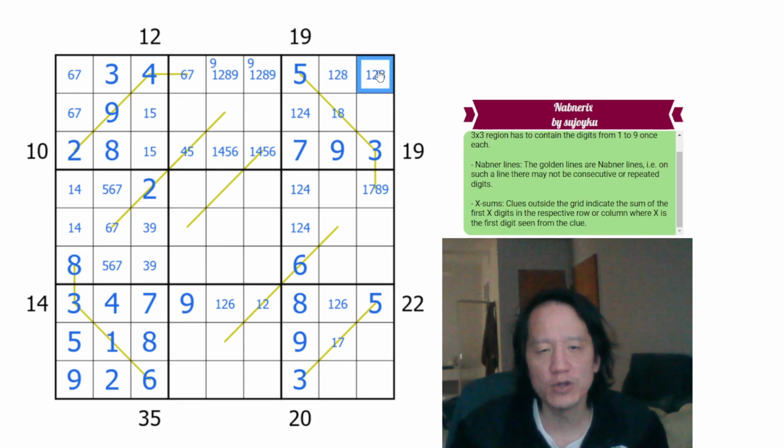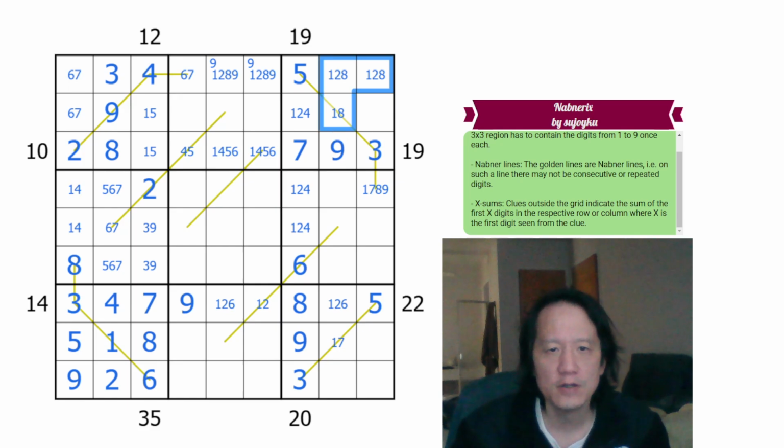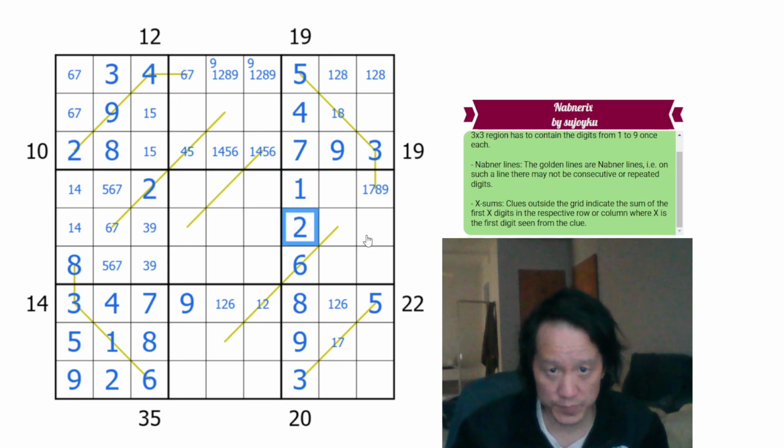In addition, we have a 1, 2, 8 triplet in box 3. That means the rest of the box cannot contain 1, 2, or 8. Therefore, this can't be 1 or 2. This must be 4, which means this can't be 4. This can't be 2 anymore. So this must be 1. This must be 2. This is 1 or 8.